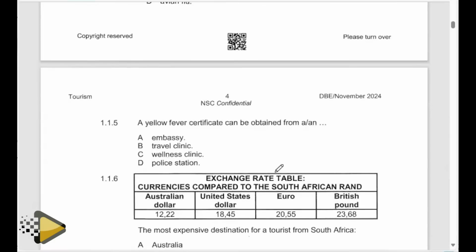A yellow fever certificate can be obtained from. A yellow fever certificate can be obtained from A or from B. A yellow fever certificate, which is also known as a health certificate, can be obtained from a travel clinic. So the correct answer there would be B.